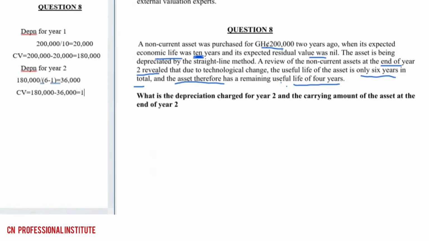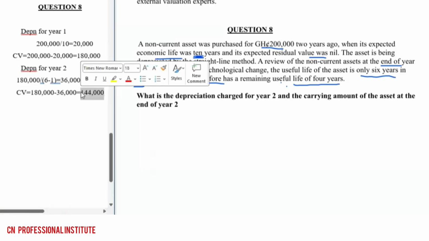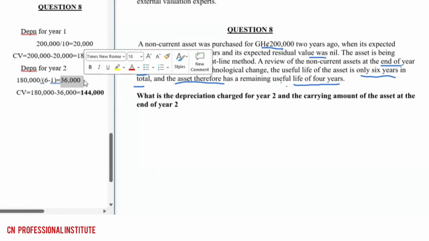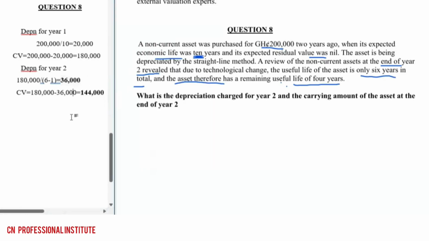and then that'll give us 144,000. So 144,000 is the current value at the end of year two, and depreciation for year two is 36,000. Good. So that's it with this. Be very careful and understand. Don't confuse yourself. Just practice more questions and make sure you understand.